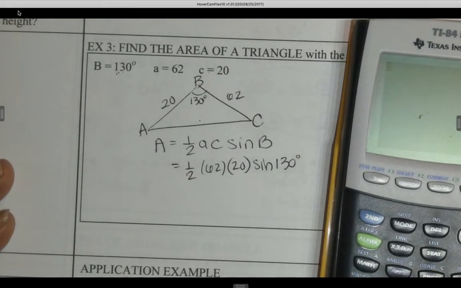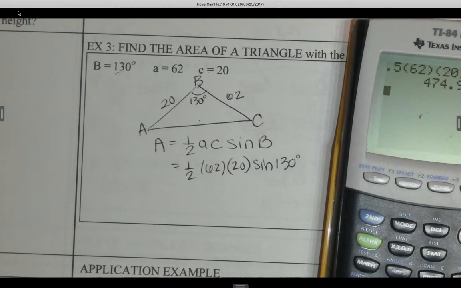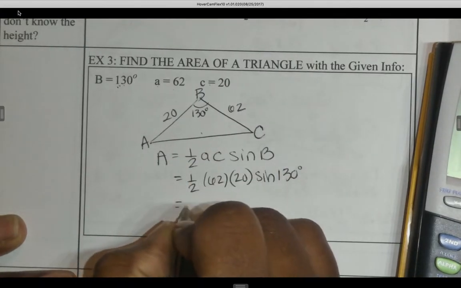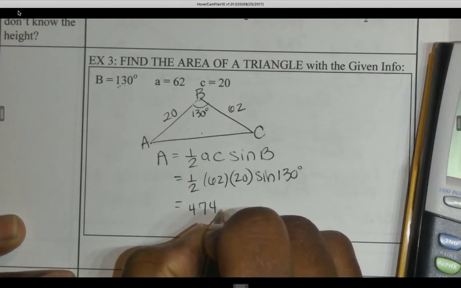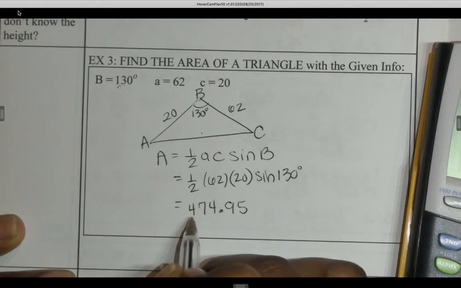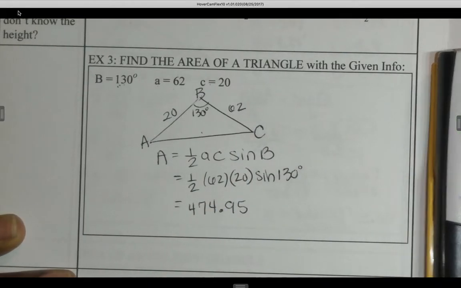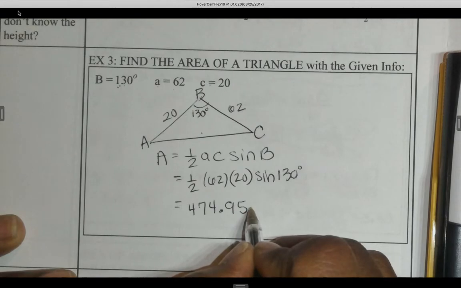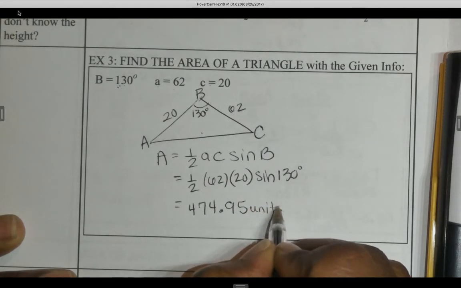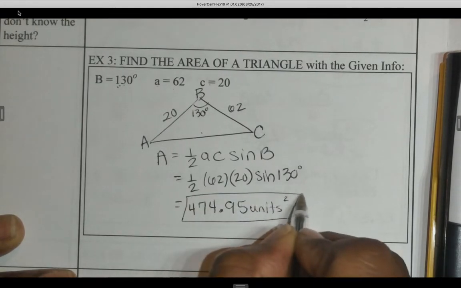So we have 1/2, I'll put 0.5, times 62 times 20 times sine of 130, which is 474 point about 95. We weren't given any units, not inches or feet or anything, so we can just say units squared or square units.